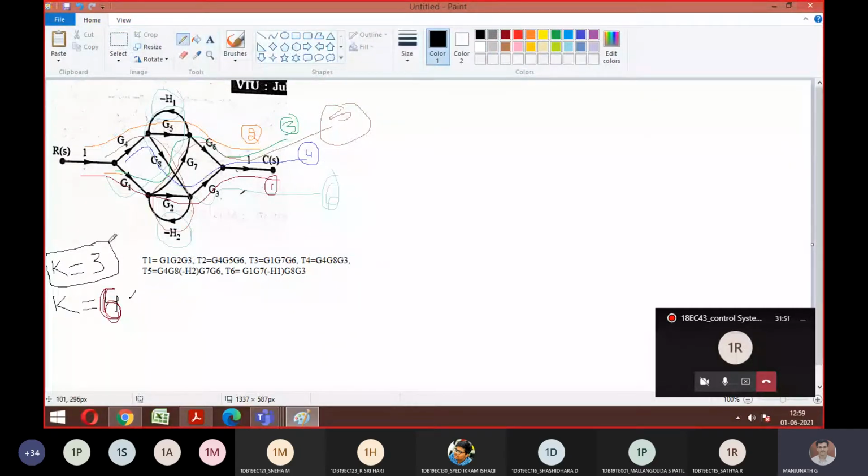From this, k is not 3; we have reached the conclusion that k is equal to 6. So the summation varies from 1 to 6. The formula is Tk delta k divided by delta. This is your Mason's gain formula definition that you can write here. So we want T1 delta 1, T2 delta 2, T3 delta 3, and so on till T6 delta 6. Agree now? Yes, sir.